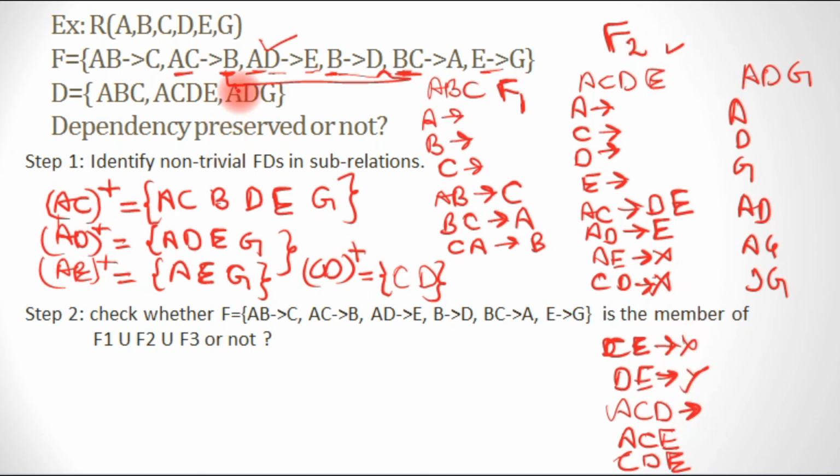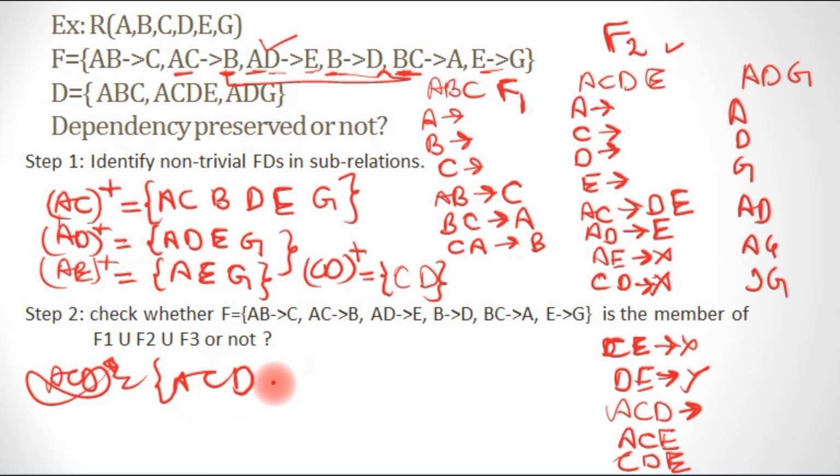ACD determines ACD. So find the attribute closure of ACD plus, which is ACD. See, AD finds E. So yes, ACD can determine E. We have to check ACE determines D or not. AC determines B and B determines D. So yes, we can say ACE determines D.